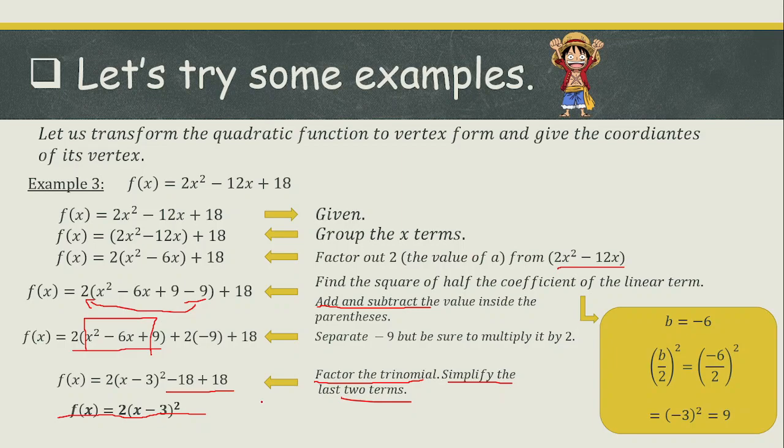So, the vertex form of the quadratic function f of x equals to 2x squared minus 12x plus 18 is f of x equals to 2 times x minus 3 squared. So, yan yung vertex form at hindi pa tayo nagtatapos kasi based from the instructions, we need to determine the coordinates of the vertex. So, the coordinates of the vertex here is 3 and 0. Bakit ba 3? Kasi nga x minus h yung format. Then dito sa ating given, sa ating answer, x minus 3, it means yung h is positive 3. Then yung k kasi missing, 0 siya. So, 3, 0 yung ating vertex.